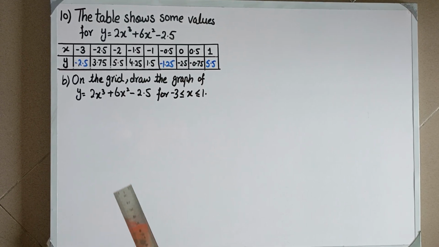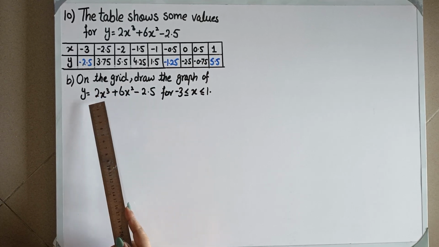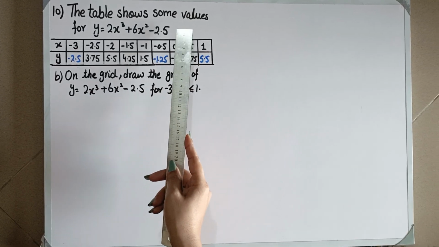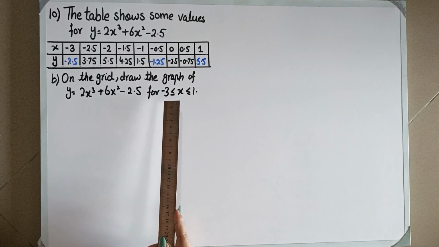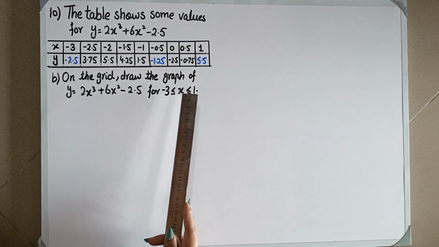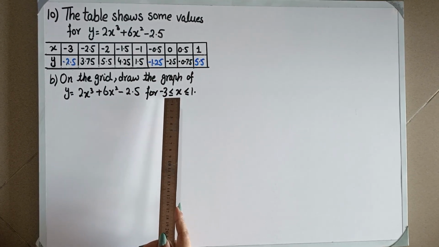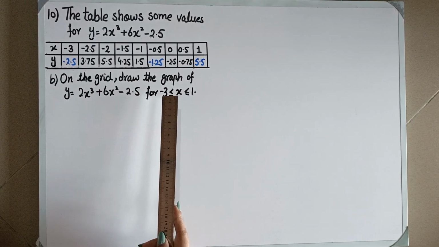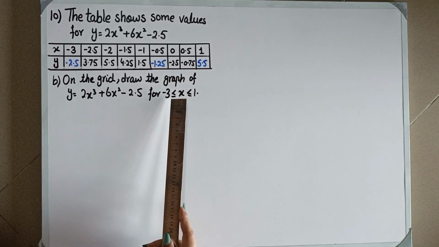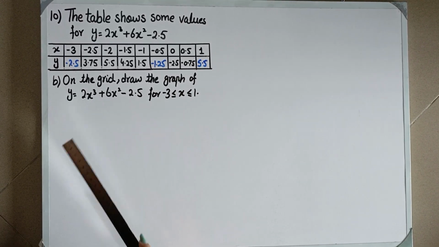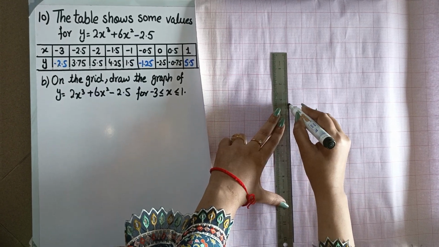In the second part, the examiner is asking you to draw the graph of this expression on the grid, but he has restricted you between minus 3 and 1. You have to take minus 3 and 1 as well. So we will draw the graph from minus 3 to 1, because we have to include minus 3 and 1. We have to draw the grid.